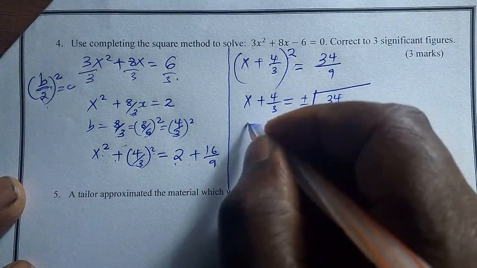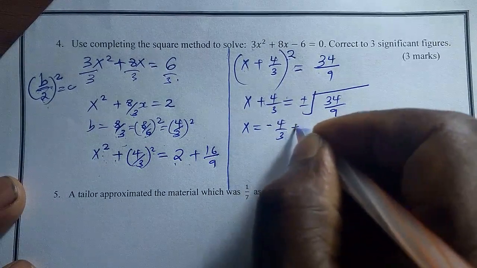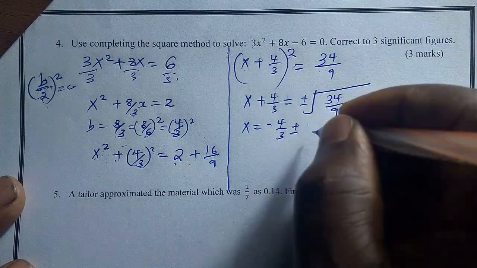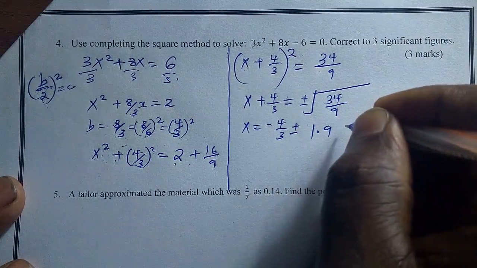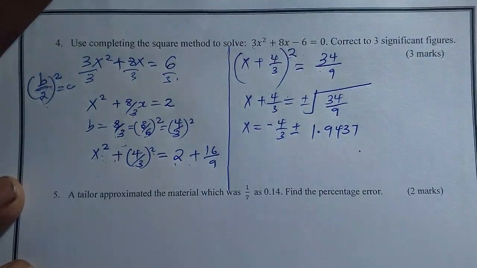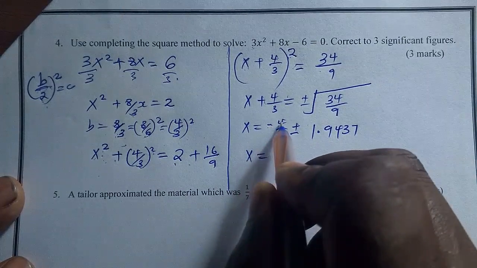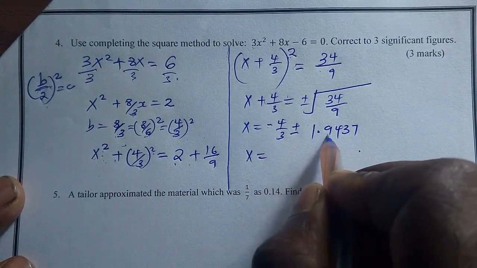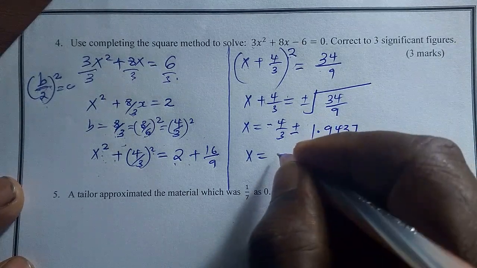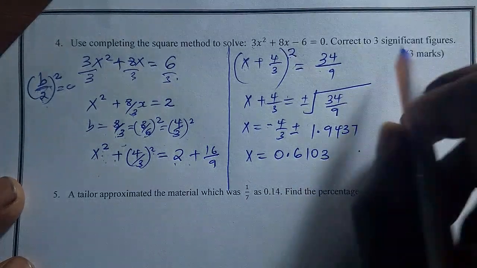We are going to have x is equal to, take this to the other side, minus 4 over 3 plus or minus the square root of 34 over 9. Use your calculator. You will get 1.9437. So x will be equal to, let's go to the positive side, negative 4 over 3 plus 1.9437. The answer is going to be 0.6103 to 3 significant figures.